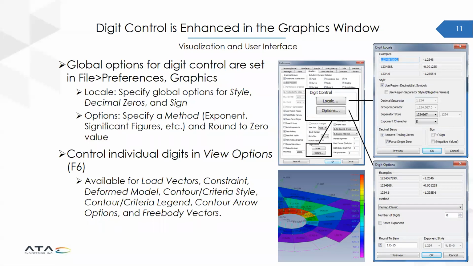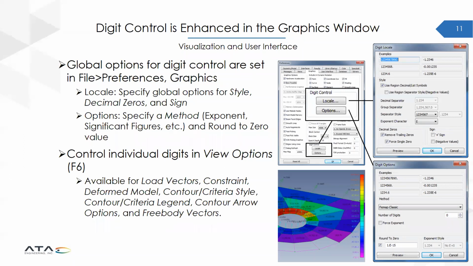In addition to setting these global preferences, you can also control these individually. So you can have load vectors with one digit setup and your legends with another and so on. So you really have complete control to get these numbers looking exactly like you want. Should be really great for reports and stuff so that we can just have complete control over what our results look like.